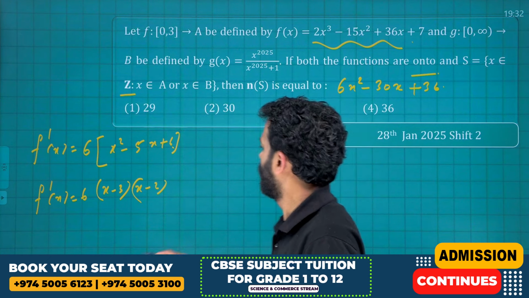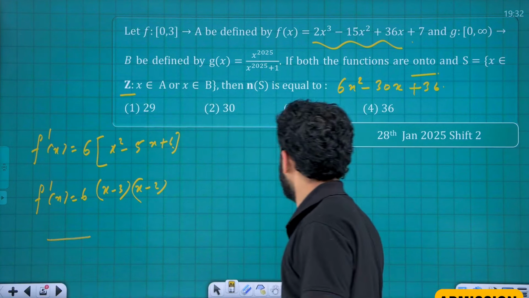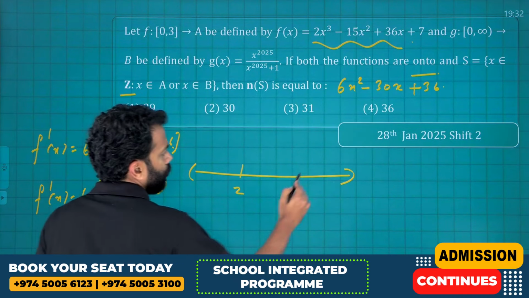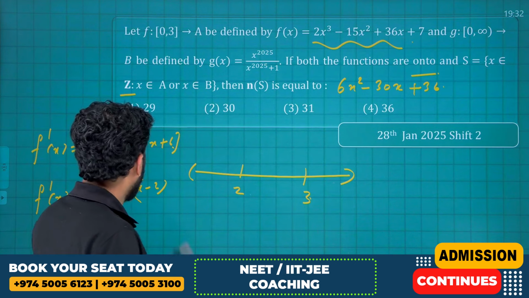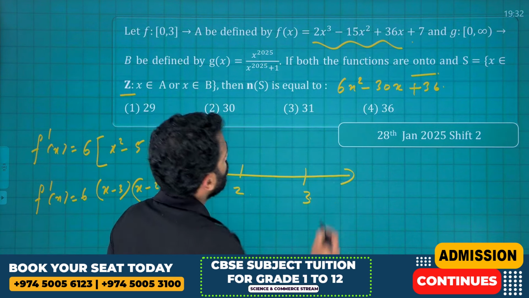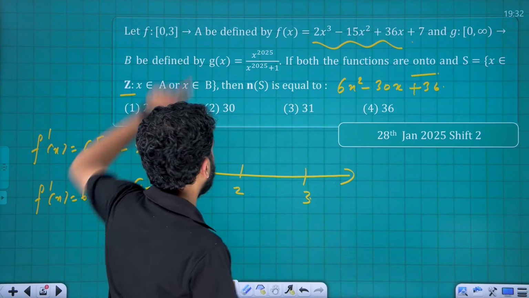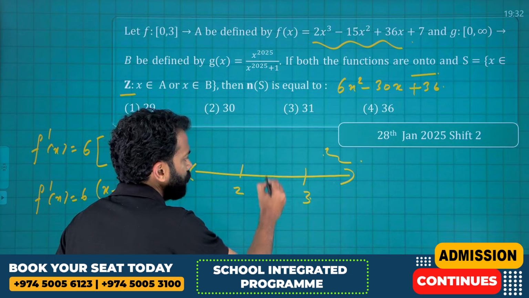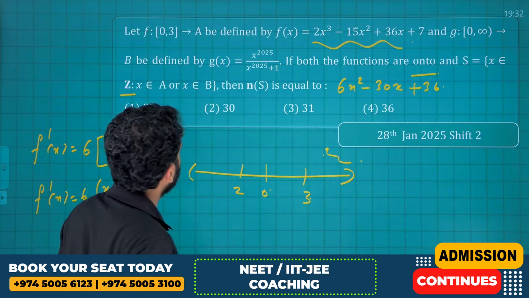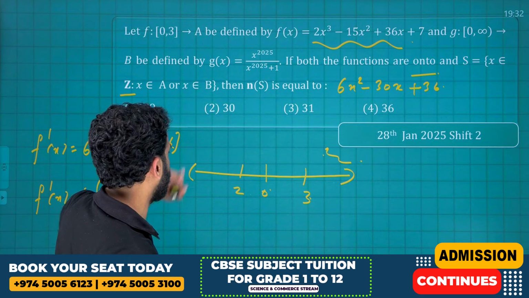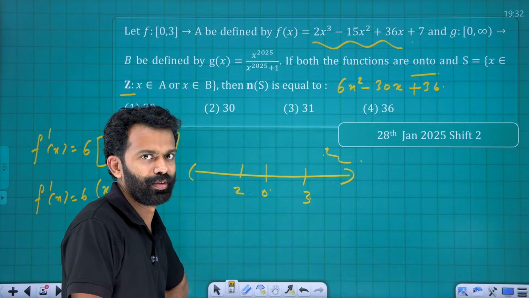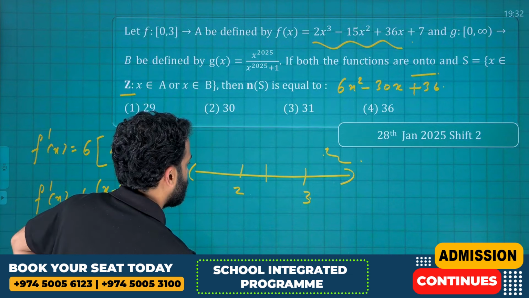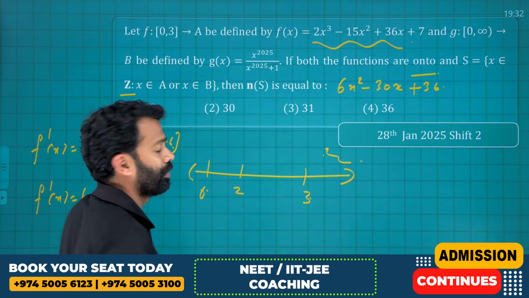Therefore, we can draw a number line like this. It will be 2 and 3. If it is greater than 3, we don't have to bother about a number greater than 3. We can mark the closed interval 0 to 3. So what is happening from the closed interval 0 to 3? Is it increasing or decreasing? Tell me, from 0 to 3, what is happening?